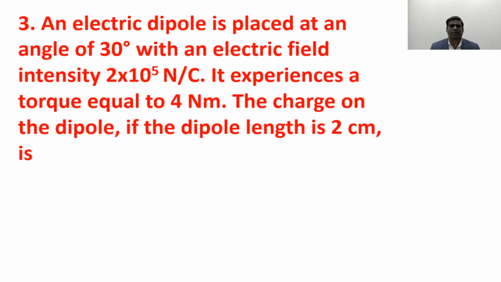Next problem. An electric dipole is placed at an angle of 30 degree with an electric field intensity of 2 into 10 power 5 Newton per coulomb. It experiences a torque equal to 4 Newton meter. The electric charge on the dipole, if the dipole length is 2 centimeter, is dash. Option A, 8 mC. Option B, 2 mC. That is, mC means millicoulomb. Option C, 5 millicoulomb. Option D, 7 microcoulomb. Millicoulomb means 10 power minus 3 coulomb. Microcoulomb is 10 power minus 6 coulomb. Here you want to find the charge.